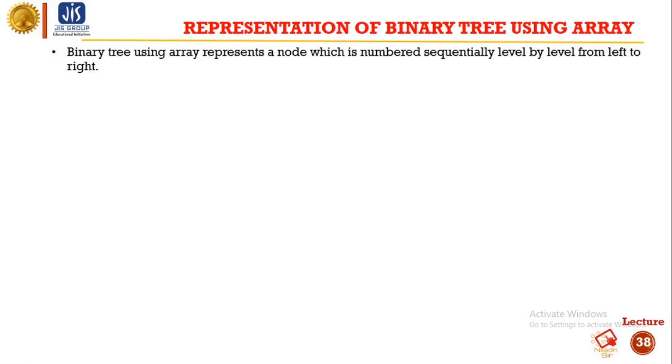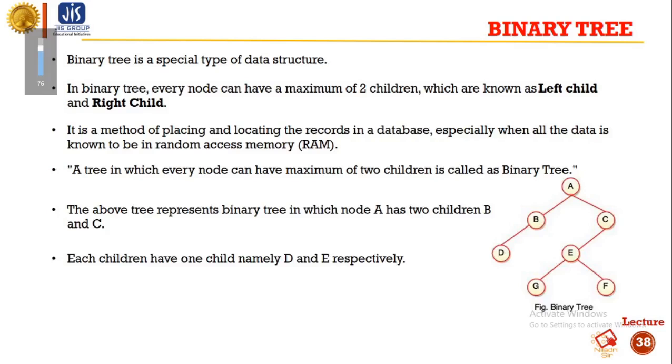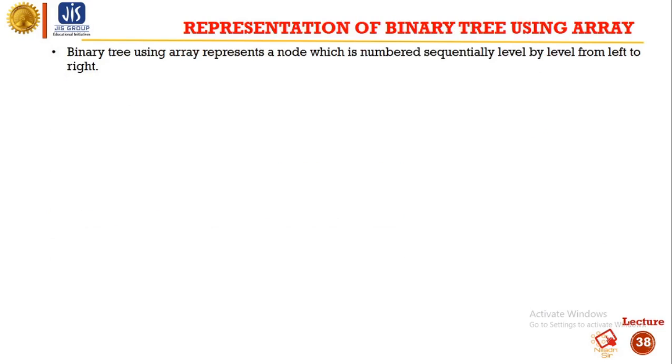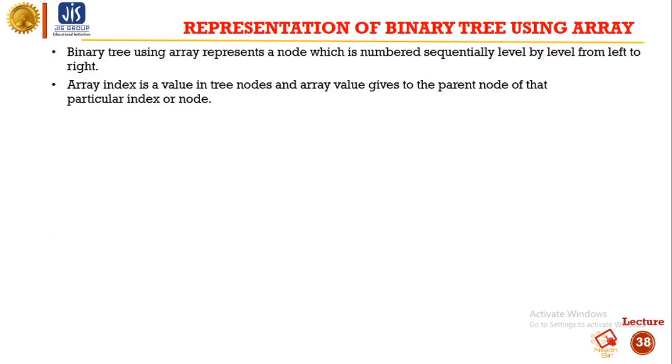A binary tree using an array represents nodes numbered sequentially level by level from left to right. The array index is a value in the tree nodes, and the array value gives the parent node of that particular index or node. The value of the root node index is always -1, as there is no parent for the root.